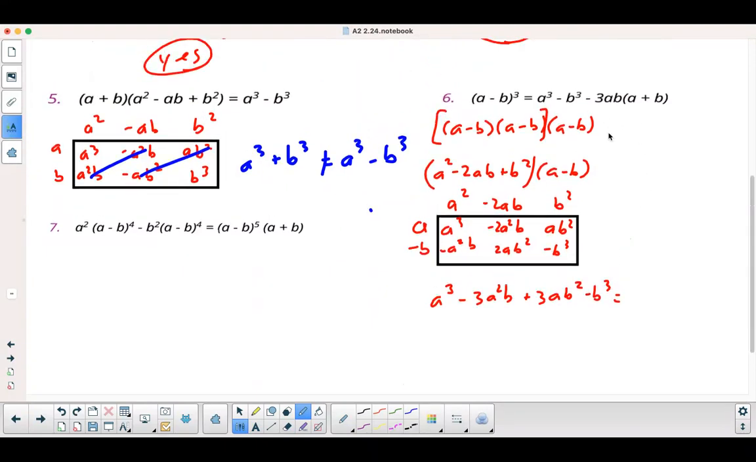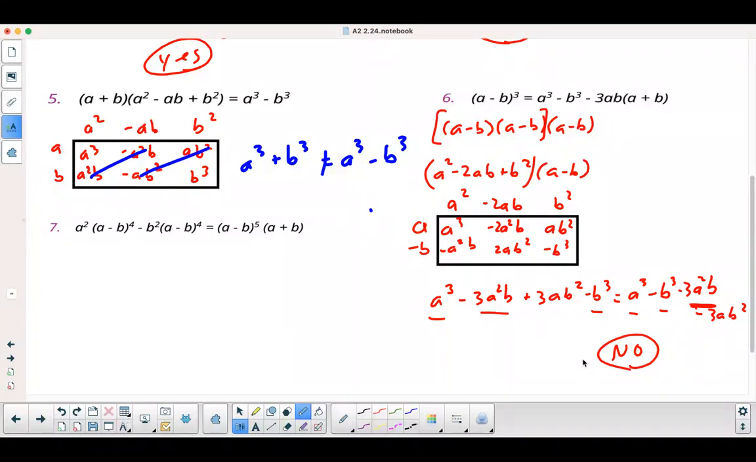So I want to know, is that equal to this? So I have a cubed, negative b cubed. If I distribute this, I'm going to get a -3a squared b. And then when I come over here, I'm going to get a -3ab squared. So my a cubed, good. Negative b cubed, yes. -3a squared b will be right here. And then a +3ab squared. And then this was a -3ab squared. So I'm going to say no on this one.